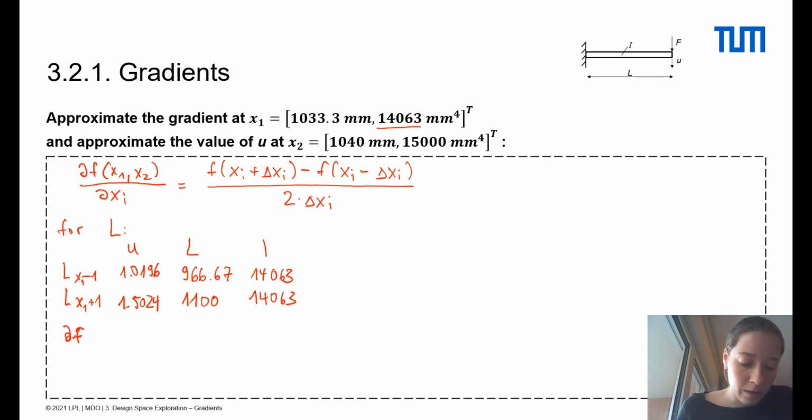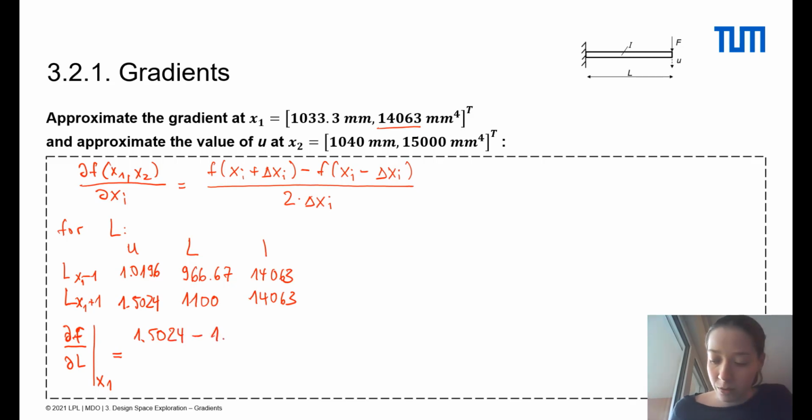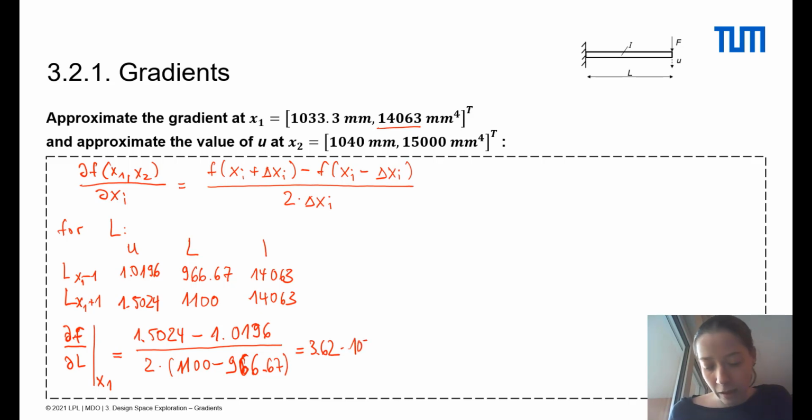df over dL at our point x1 is then U at L of x1 plus 1, 1.5024 minus 1.0196 over 2 times, and now we need delta L, 66.67, and we get a value of 3.62 times 10 to the minus 3, and that doesn't have a unit because F is in millimeters, that's the displacement, and L is also in millimeters, that's the length.